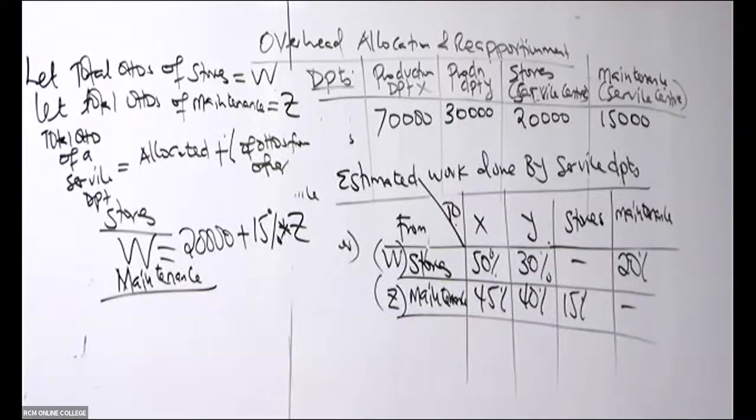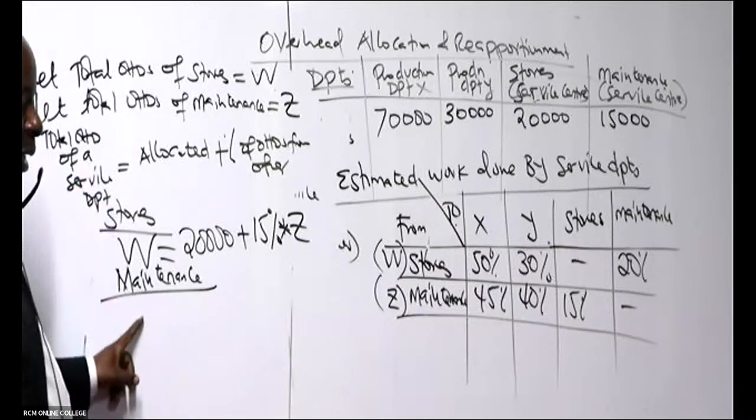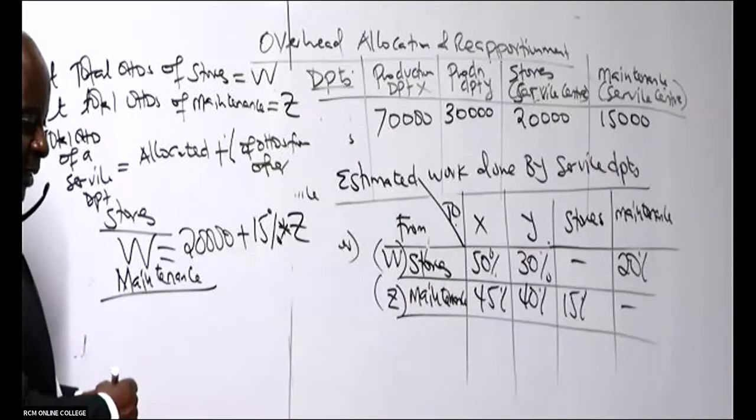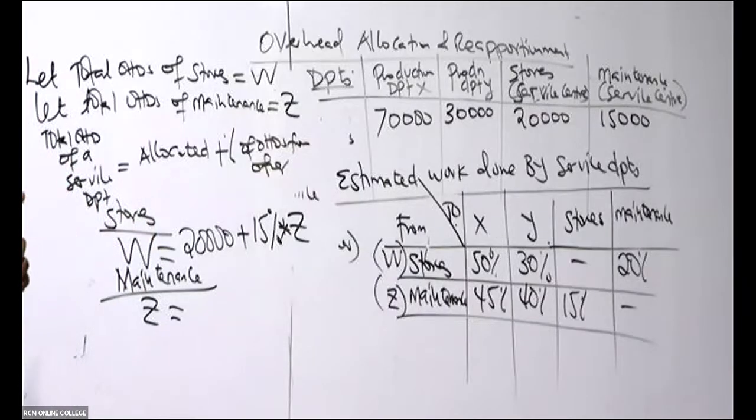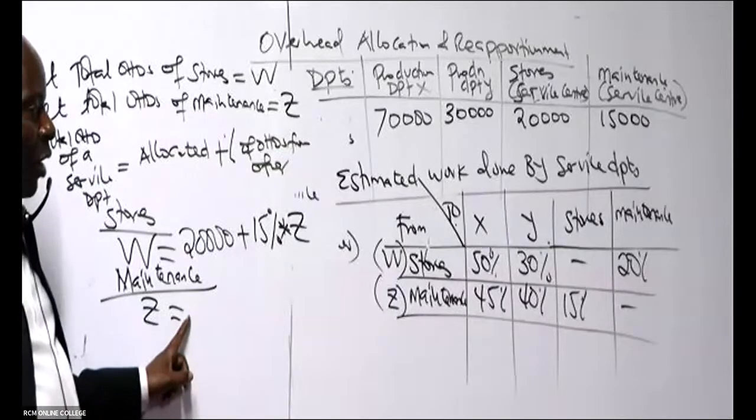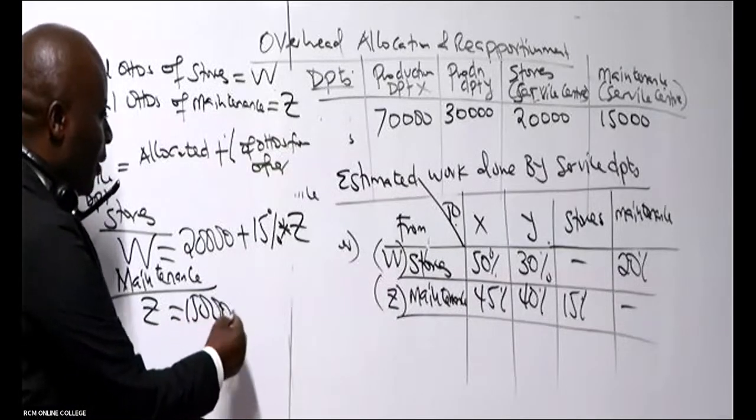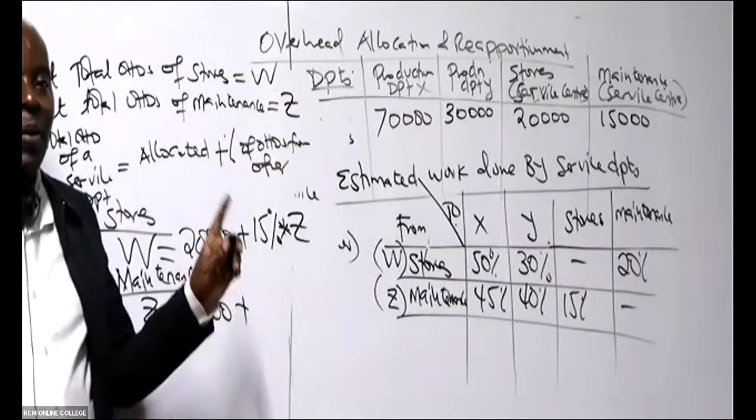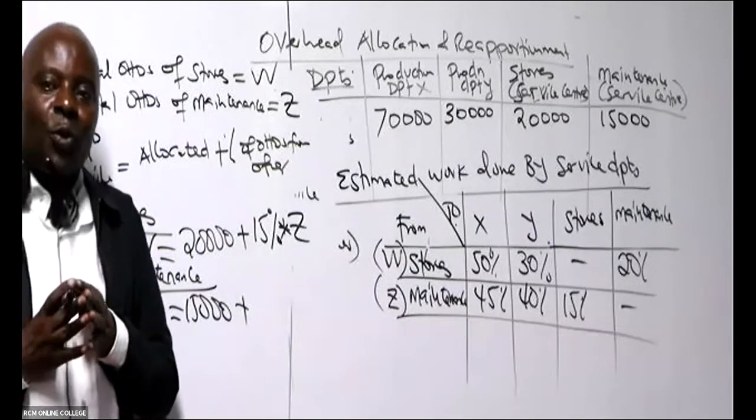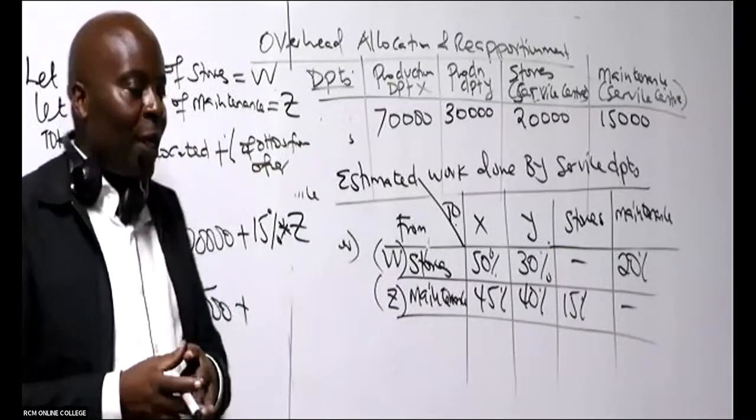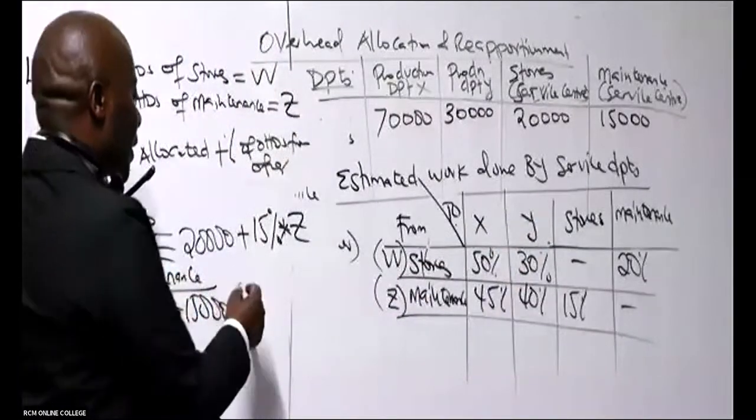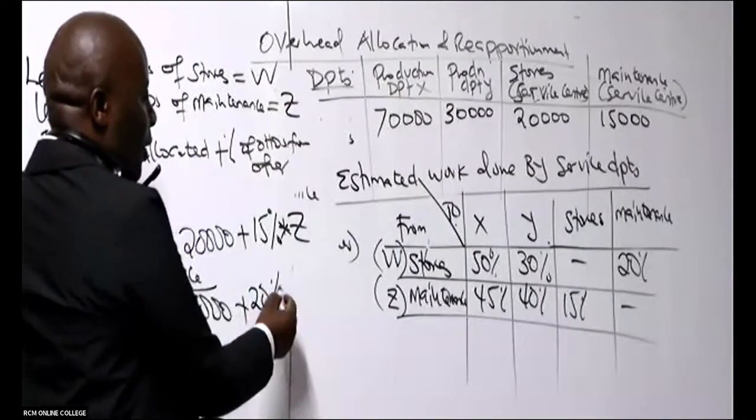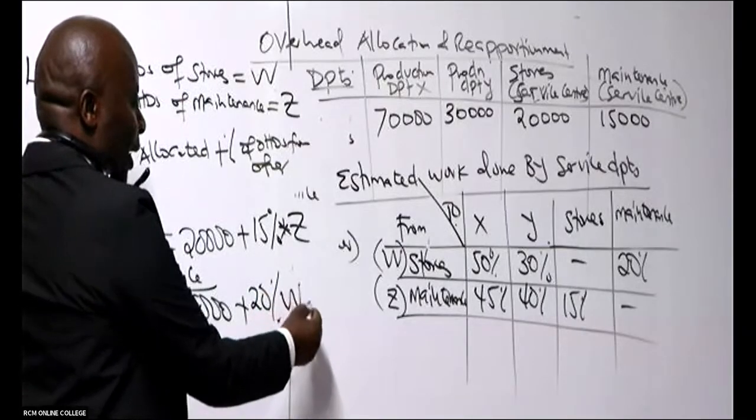Can we see what students have written? Let's see. So in this case, I start with the total overhead of maintenance. How much? Z. Total has never been 15; 15 will be allocated. Then we come to the allocated under maintenance. How much? 15,000. Plus, are we receiving any percentage from any other? Remember, we are maintenance, so we're going to receive something from stores. From stores, we are receiving what percentage there? 20%. So 20% of what here, somebody? Of W, yes.